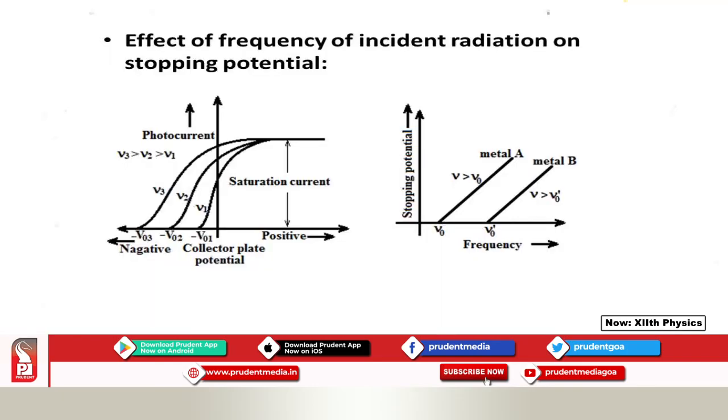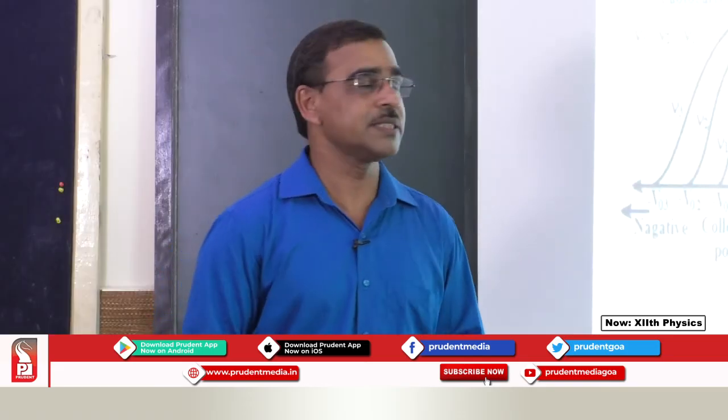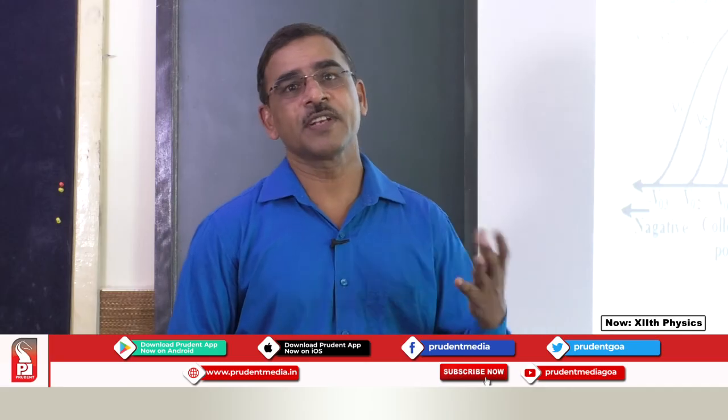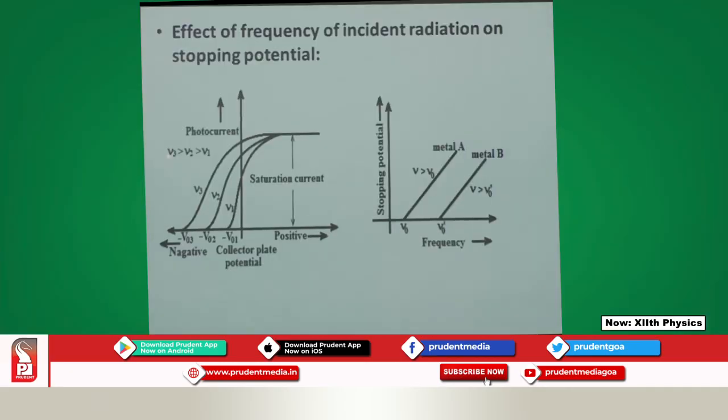Next is effect of frequency of incident radiation on stopping potential. Again the potential variation is the same, but this time the intensity is kept constant and radiation of different frequencies is used, such that the frequency nu3 is greater than nu2 is greater than nu1. Nu1 is the least frequency and nu3 is the highest frequency. We can see that the saturation current is the same, it remains constant for all three frequencies, but the stopping potential for the lowest frequency is minus V01. As frequency increases, the stopping potential also increases.